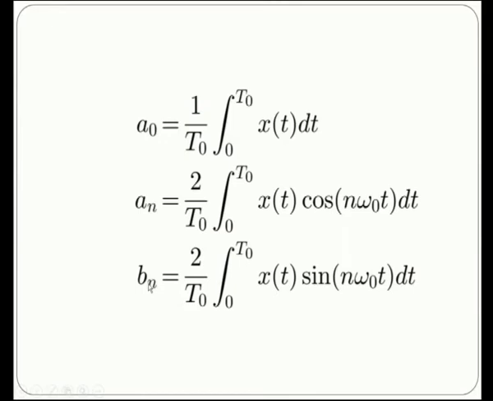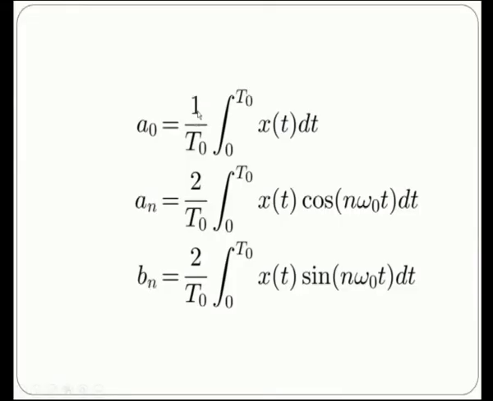Now we are discussing continuous signals, right. So, we have to use the integral representation. a naught is given by 1 by t naught times the integral over 0 to t naught of the input signal x of t with respect to dt. The a n coefficient is represented as 2 by t naught, integral 0 to t naught, x of t into cos n omega naught t into dt.